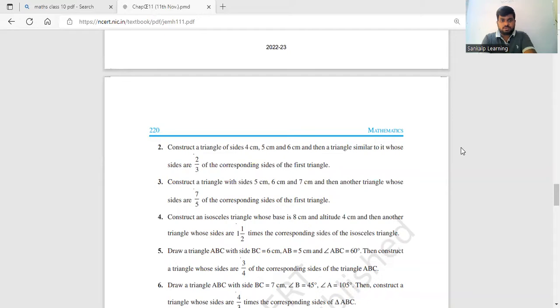So in the second question, we have to construct a triangle of size 4 centimeter, 5 centimeter, and 6 centimeter, and then a triangle similar to it whose sides are 2/3 of the corresponding sides of the first triangle. Here, the 2/3 is known as the scale factor, meaning if you compare the sides of the original triangle and the new triangle that we are going to draw, if you take the ratios, the ratio will be equal to 2/3.